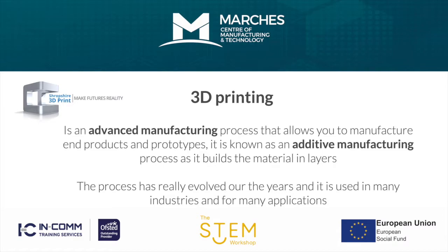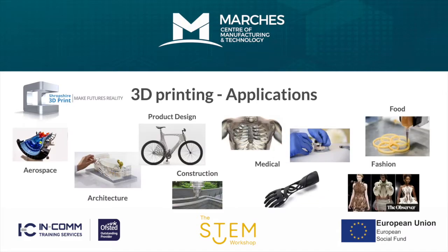3D printing is an advanced manufacturing process which is evolving month by month. This process allows you to manufacture end products and prototypes. It is also known as additive manufacturing because it builds the materials layer by layer. So it's adding material layer by layer rather than taking the material away, which is the case in other manufacturing processes. Like I said, this process has evolved over the years and it is now used in many industries and for many applications. Some examples of 3D printing applications you can see on this slide.